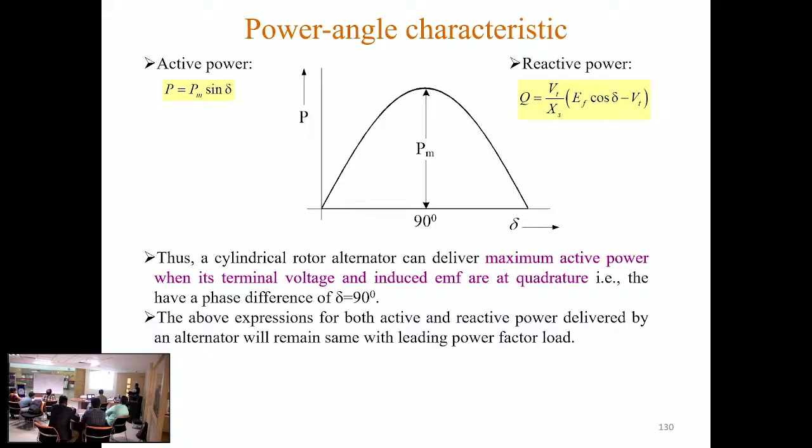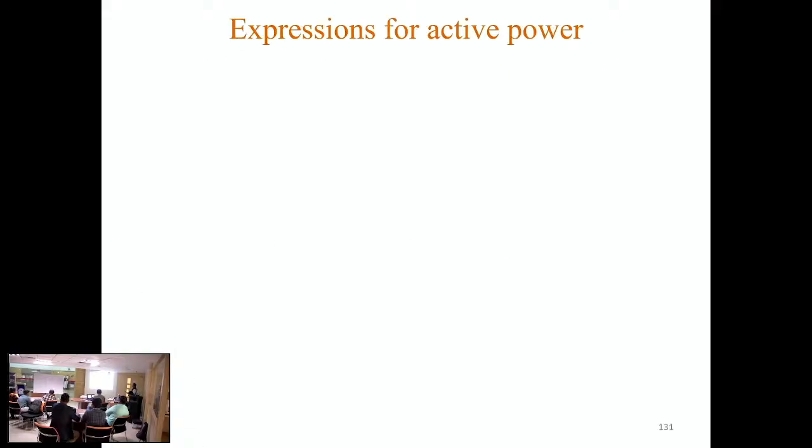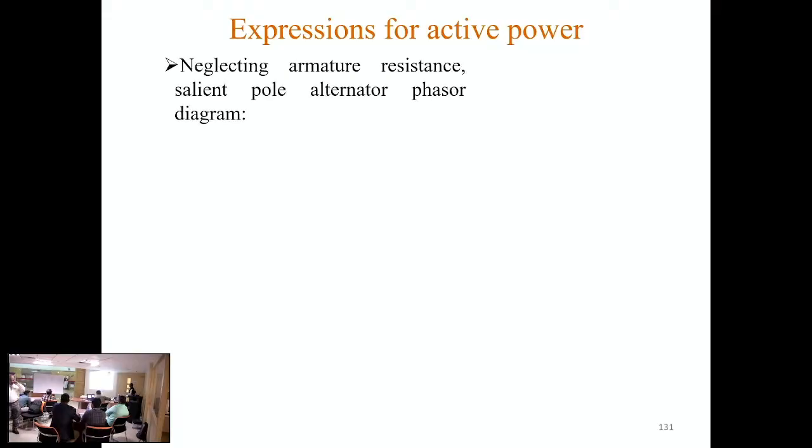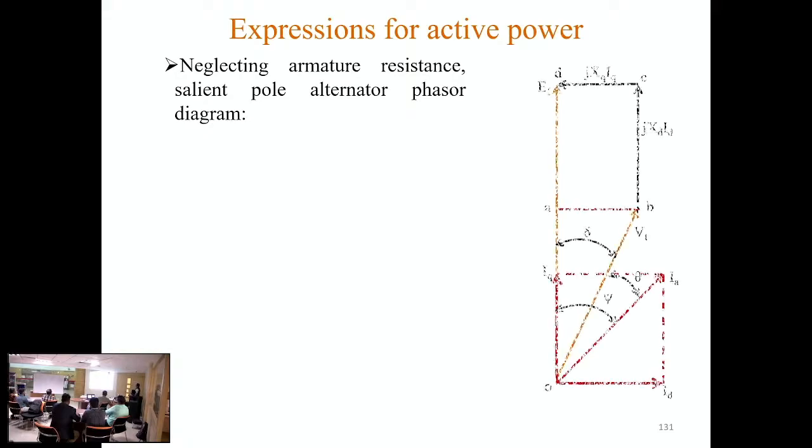So the above expressions for both active and reactive power delivered by an alternator will remain the same with a leading power factor load. So we have considered lagging power factor and derived these expressions. If we consider a leading power factor load, we will get similar expressions, no change. Now the expressions for the salient pole type machine. So here also we will neglect the armature resistance, and the modified phasor diagram is this.